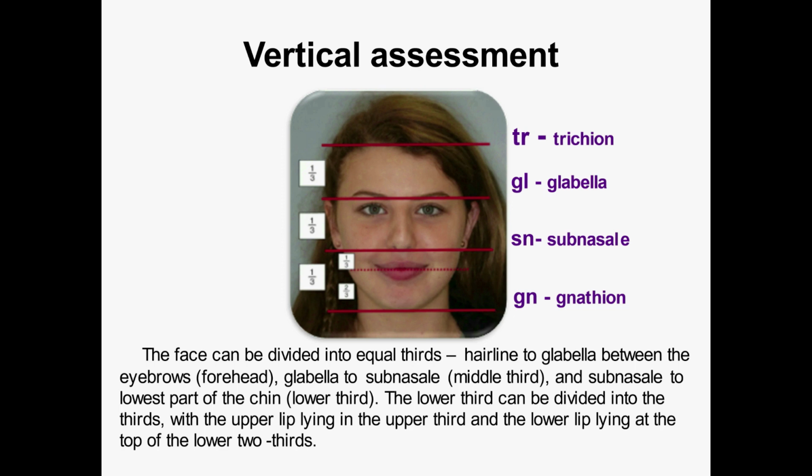First, the face can be divided into equal thirds: hairline to glabella between eyebrows, forehead; glabella to subnasale, middle third; and subnasale to lowest part of the chin, lower third. In a face with normal proportions, each third is approximately equal in size. The lower third can be divided into thirds with the upper lip line in the upper third and the lower lip line at the top of the lower two thirds.